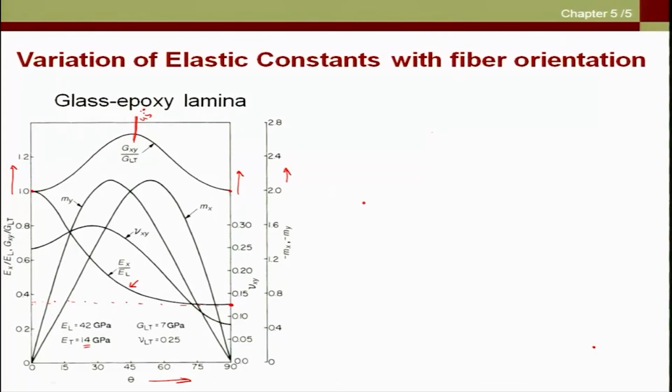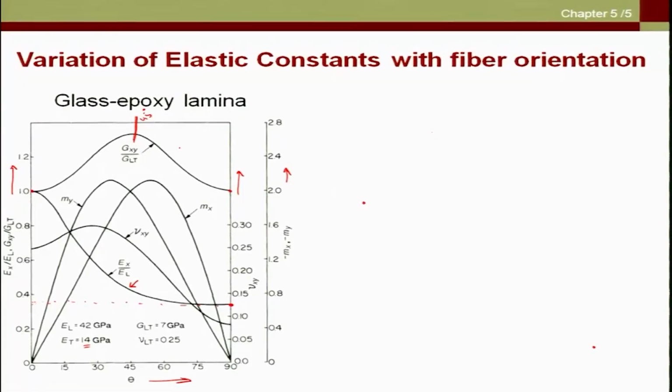Okay. This is the second thing. The third thing is that the maximum value of Gxy is always at around 45 degrees. It is not at theta equals 0 or at theta equals 90 degrees. So, this is another important feature. A lot of times we may think that shear modulus will be maximum when theta equals 0 degrees or 90 degrees, but that is not true. It is maximum when theta equals 45 degrees.